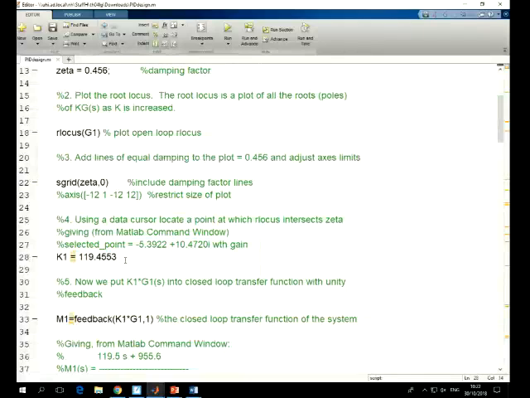So obviously you've got to tell MATLAB what value of proportional gain you want to use. That's what this line here is doing. It's saying I want to use this value of gain because this gives me the intersection with the overshoot of my spec. And then, of course, that's just an open loop system.